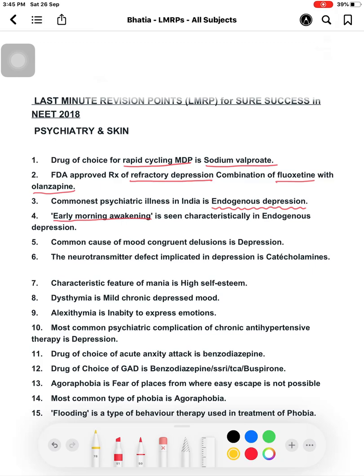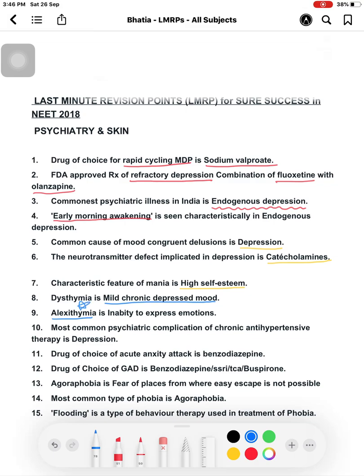Common cause of mood congruent delusions is depression. The neurotransmitter defect implicated in depression is catecholamines. The characteristic feature of mania is high self-esteem. Dysthymia is mild chronic depressed mood. Alexithymia is inability to express emotions.